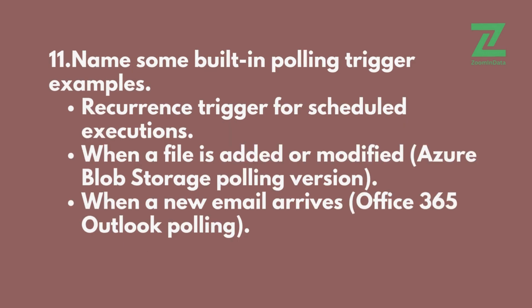Name some built-in polling trigger examples. Recurrence trigger for scheduled executions. When a file is added or modified, Azure Blob Storage polling version. When a new email arrives, Office 365 Outlook polling.